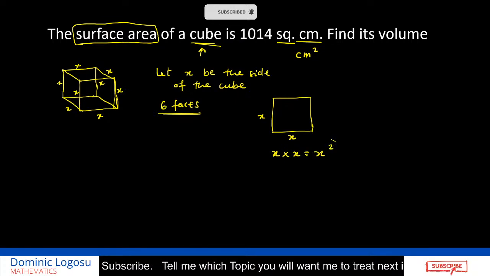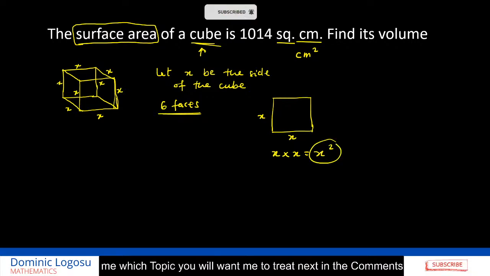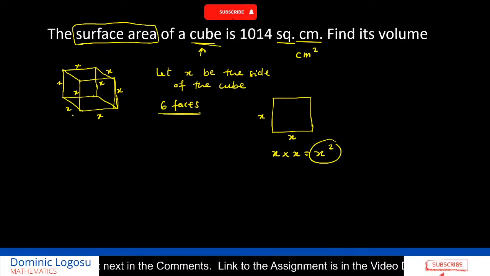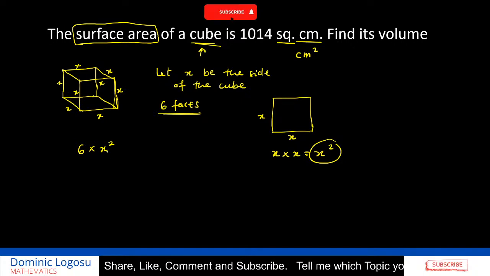X squared, right? So it means that if you want to find the total surface area of this cube, we are going to multiply 6 of these x squareds, and that is going to give us the surface area. Because one face is x times x, the other is x times x. So we want to find all the areas that will form this cube, and we have 6 faces. In each face we multiply x by x in order to find the area. So at the end of the day, it's going to be x squared times 6. That's going to give us the surface area.